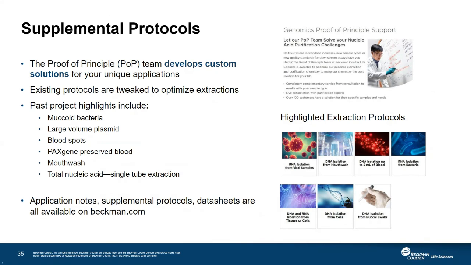And I know a lot of times the kits that you buy off the shelf, the protocols that we have on a Biomek aren't always going to fit exactly what you're doing. One of the really strong offerings that Beckman has as well is the ability to work with our proof of principle team to help you develop some custom solutions. So this isn't brand new technology and brand new kits. It's taking what's already available and saying, how do we help tweak that to optimize extractions, to optimize what it is that you're trying to do in your lab?